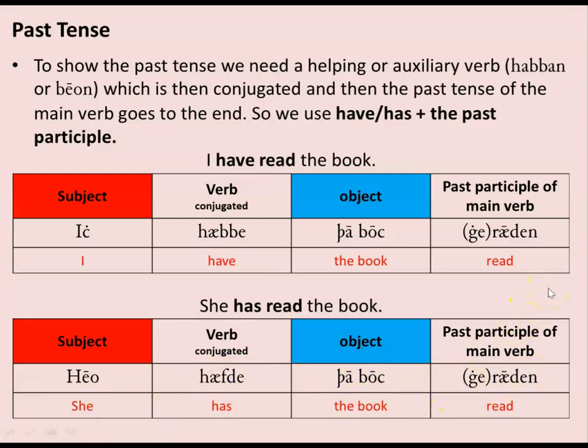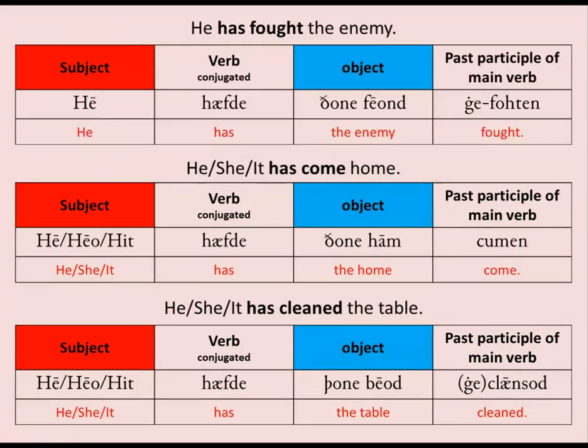Okay, so as of right now, she's speaking of the past. That book has been read. She has read it. Okay. He has fought the enemy. Okay. Again, we're referring to something that has been completed in the past. He has fought the enemy. It is now, as of right now, true. He has. Okay. Hē hæfð thone fēond gefohten.